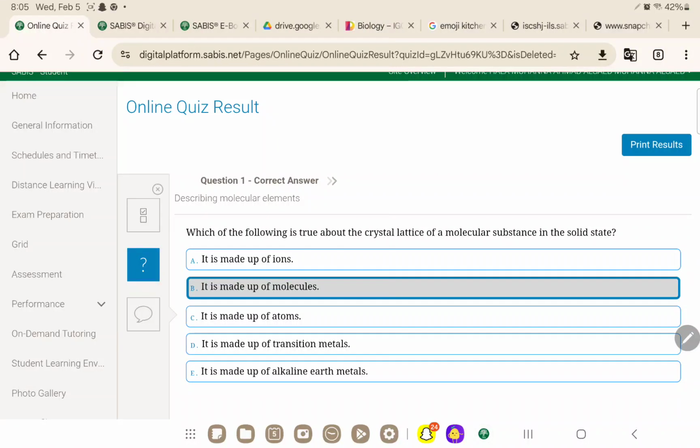So I'm just gonna really quickly go over the AMS quiz for tomorrow. It's really easy. Which of the following is true about the crystal lattice of a molecular substance? Is it made up of ions? No. Molecules? Of course, it's a molecular substance. Atoms? Nope. Transition metals? Nope. Alkaline earth? Nope. If it's a molecular substance, it's obviously made out of molecules. So this is really obvious.